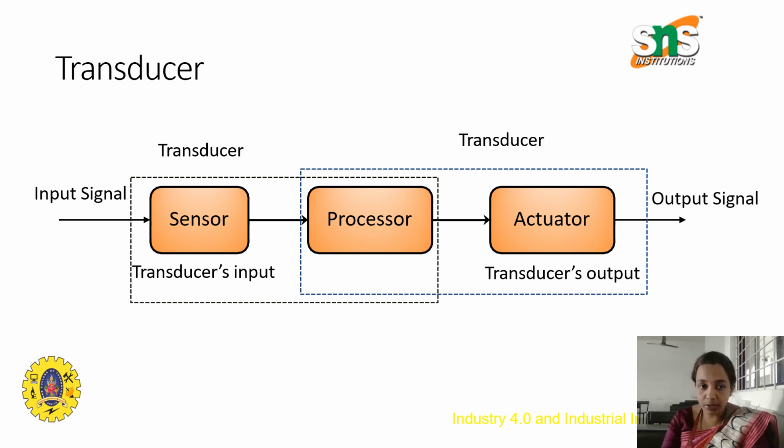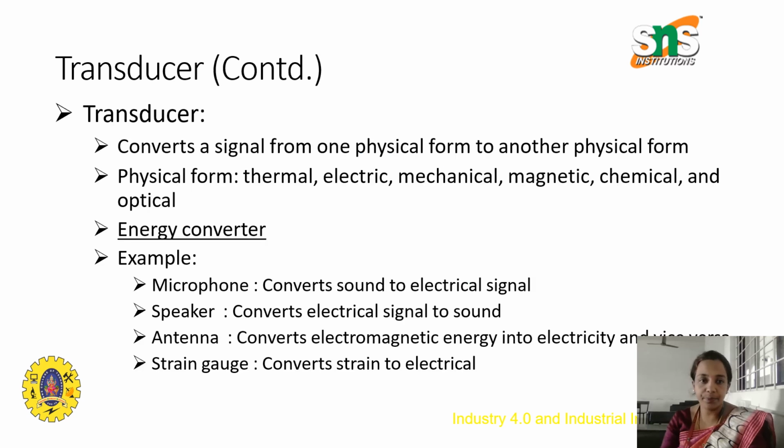First, we get the input signal. The input signal is given to the sensor. The output from the sensor is given to the processor, and from the processor, the signal is given to the actuator. All the blocks, which include the sensor, processor, and the actuator, are nothing but the transducer. So together, sensor, processor, and actuator are called a transducer. So the transducer input is given to the sensor. Transducer output is nothing but the actuator. Finally, the output signal is obtained. So this is the block diagram for transducer.